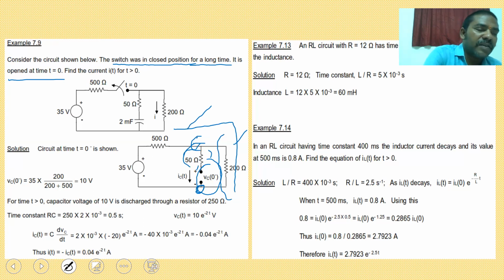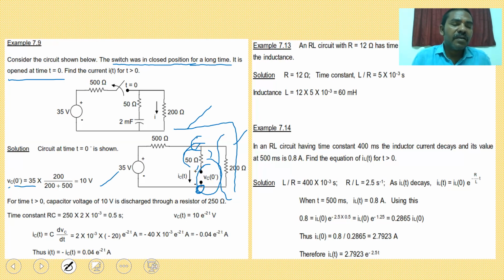So the voltage drop across the capacitor: the initial value is equal to the total voltage 35 into the same resistance 200, divided by the sum of the resistances, since they are connected in series. So 200 plus 500. So finally you can get 10 volts.